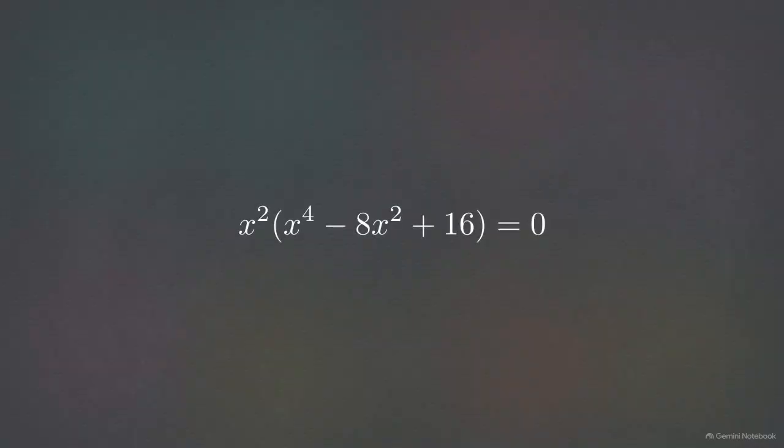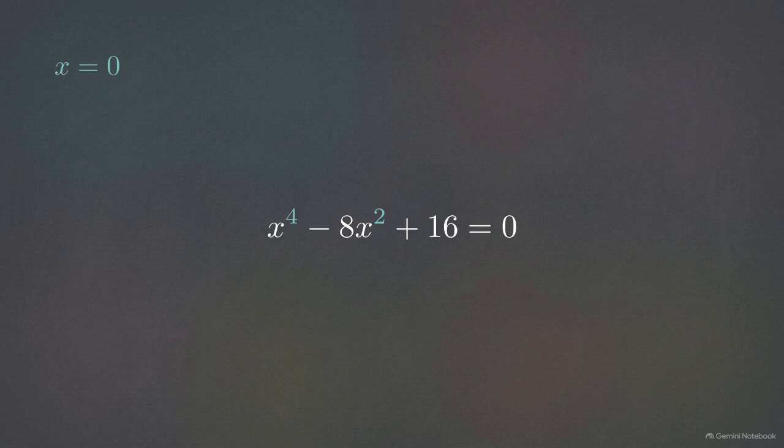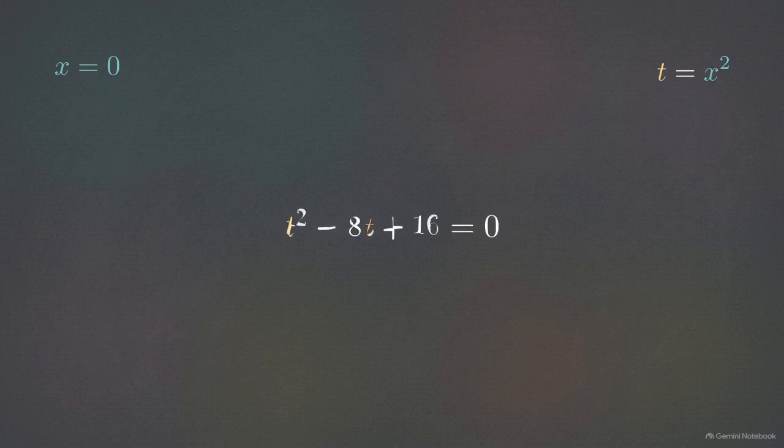Now we can isolate the remaining fourth-degree trinomial. This expression is unique because it contains no odd-powered terms, no x cubed and no x to the first power. This allows for quadratic reduction. Because the powers are even, we can temporarily treat x squared as a single variable, t, transforming the expression. In this form, the equation factors easily into (t − 4) squared.